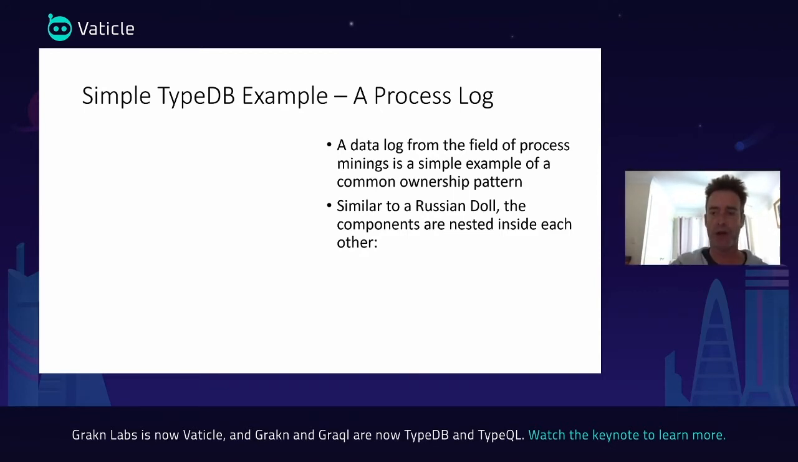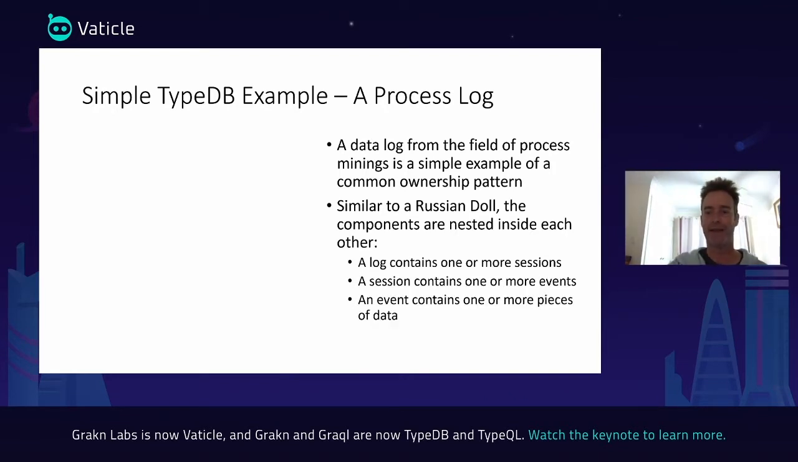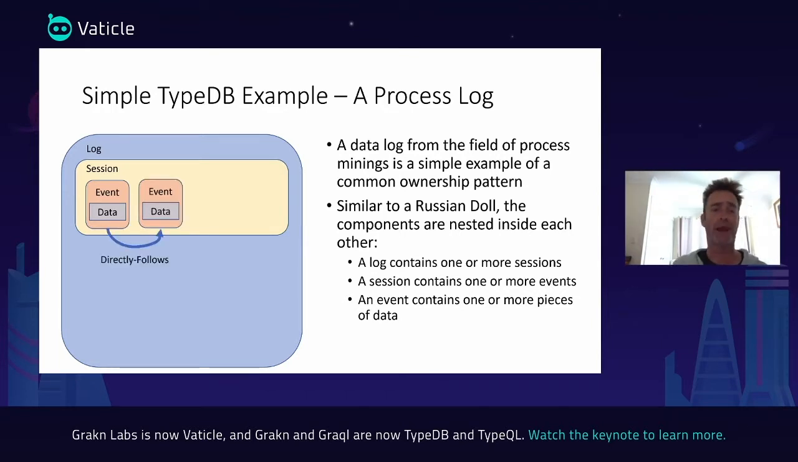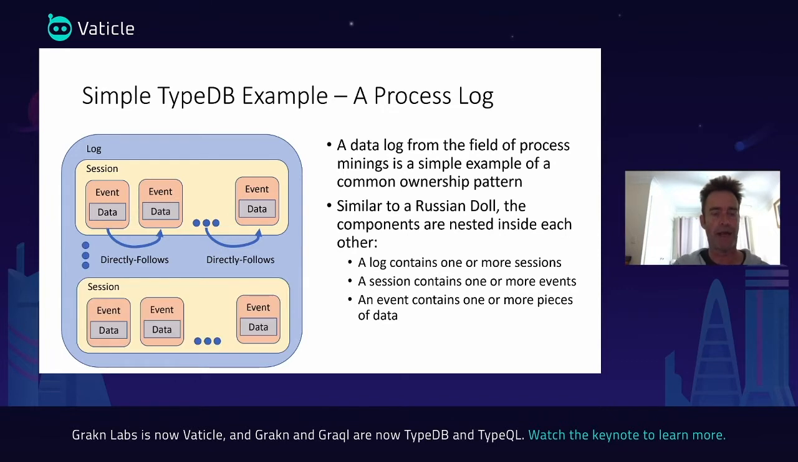It's similar to a Russian doll, in that we have components that are nested inside each other. A log contains one or more sessions, a session contains one or more events, and an event contains one or more pieces of data. Graphically, we have a session and events, with a directly follows relationship between them, and right at the end an end event. In process mining we often put in dummy stop events to make it easy to query. Then I have multiple sessions, so essentially objects within objects within objects.